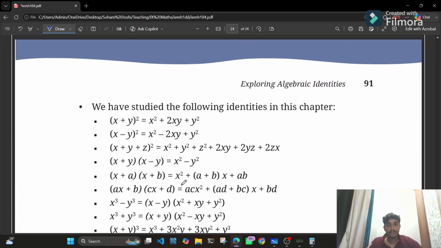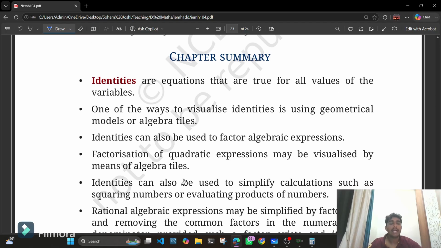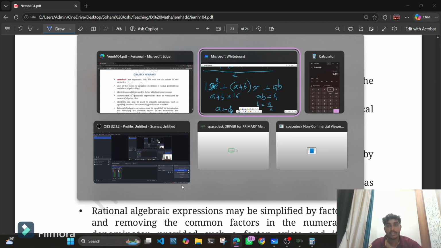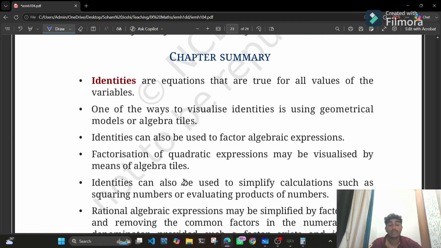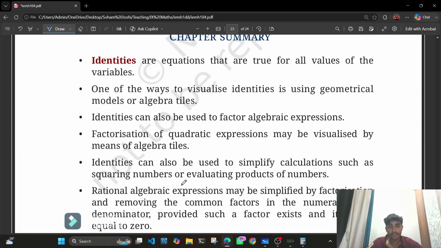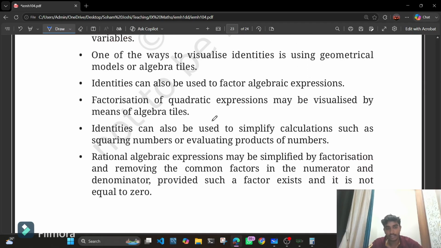So we'll summarize what we have learned. Identities are equations that are true for all values of variables. Now we have seen that all of these identities hold true for all the values of the variables. You can take any value. Then we can visualize it using the algebra tiles. You have seen the picture in the book.